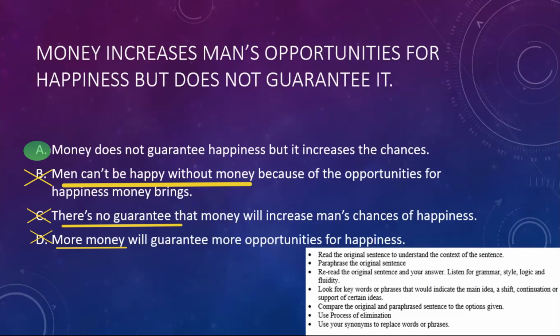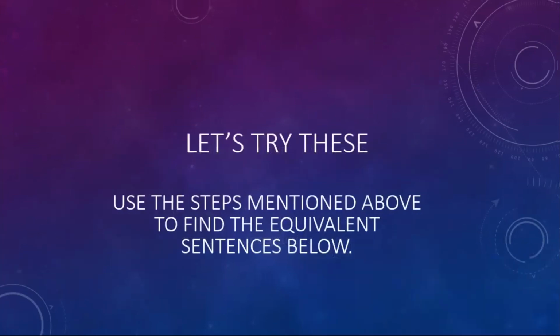A would be the equivalent of the original, which suggests that money does not guarantee happiness, but having money increases our chances. Now that you understand how to use the steps to identify the equivalent in an original, it is your time. Let's try these.